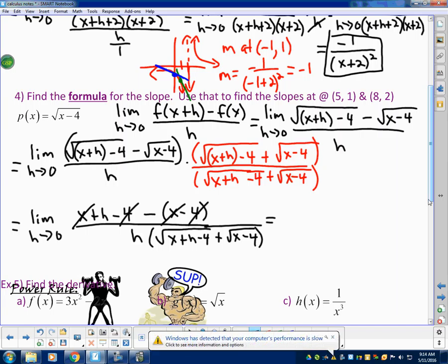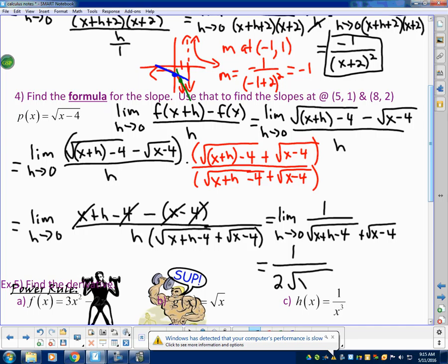And you have limit as h approaches 0 of positive 1 over square root of x plus h minus 4 plus square root of x minus 4. And when you plug in 0 to that, what do we get? There's 1 over, plug in 0 here, you have square root of x minus 4 plus square root of x minus 4, which is 2 square roots of x minus 4.